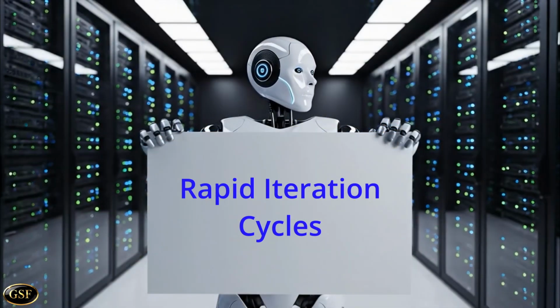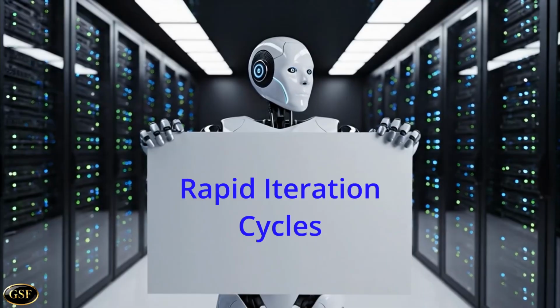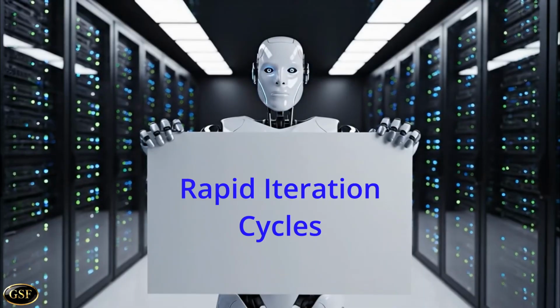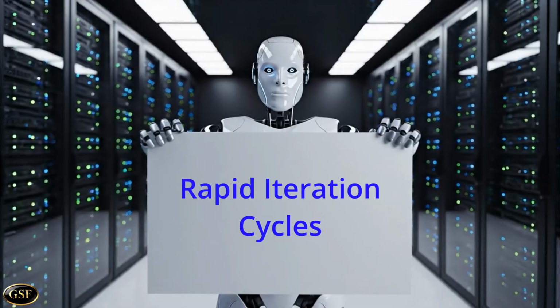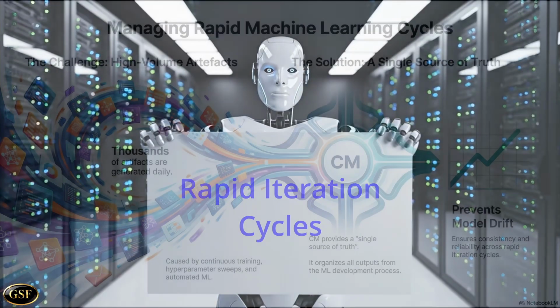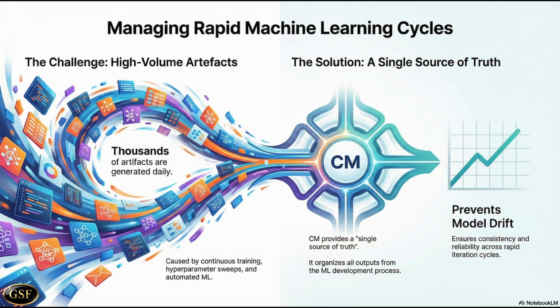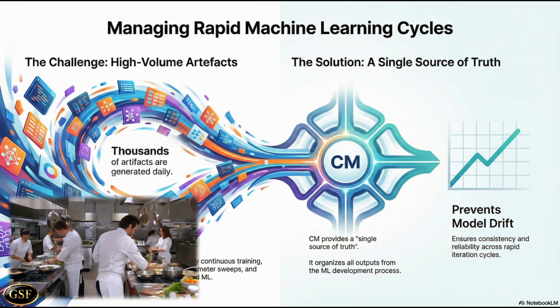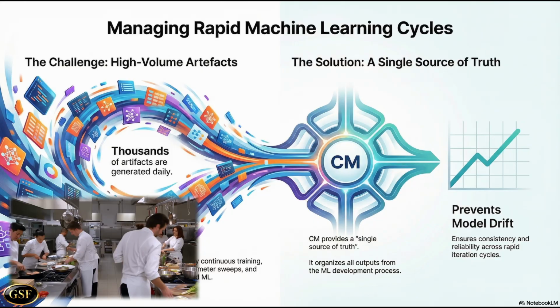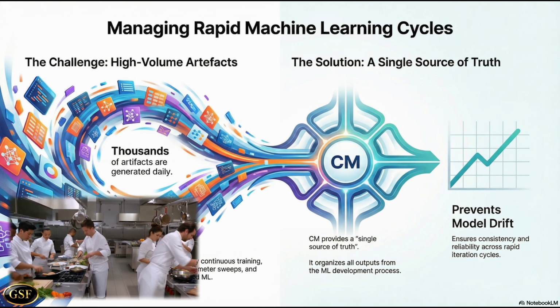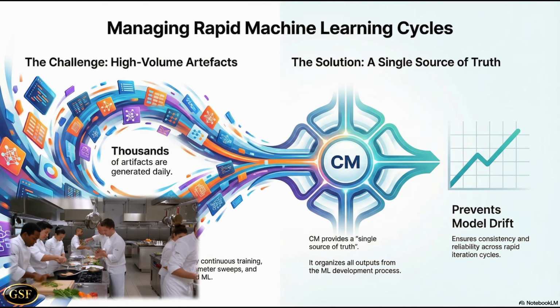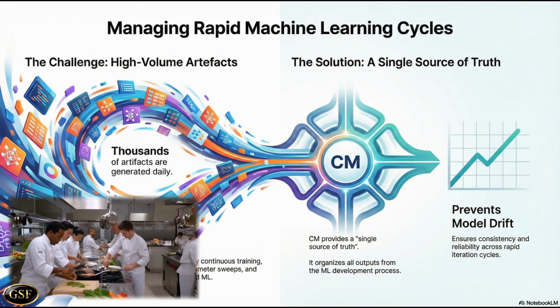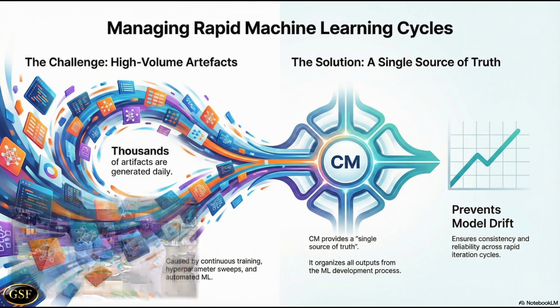Rapid iteration cycles. With continuous model training, hyperparameter sweeps, and auto machine learning generating thousands of artifacts per day, configuration management provides the single source of truth to avoid drift. Imagine a kitchen where chefs are constantly tweaking recipes, adding a pinch more salt here, swapping one spice for another there, and every change creates a brand new version of the dish.